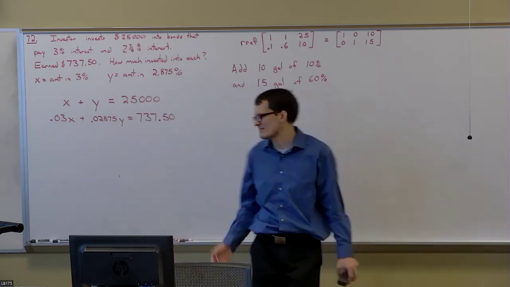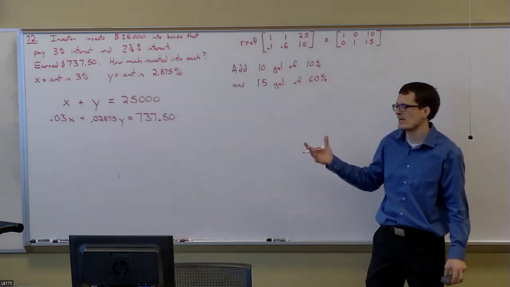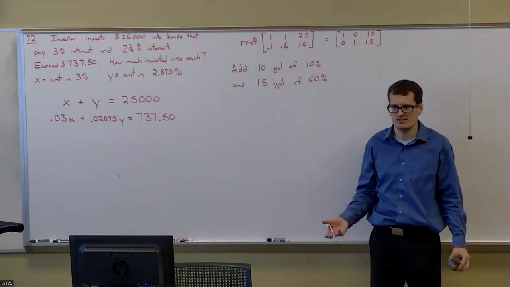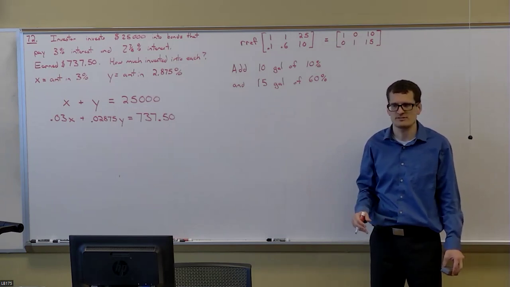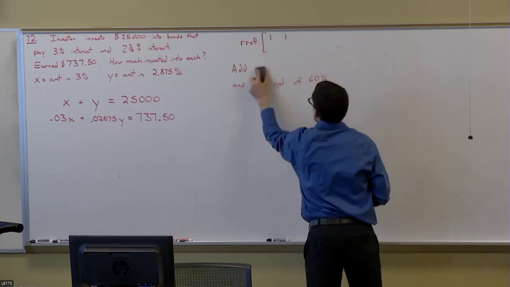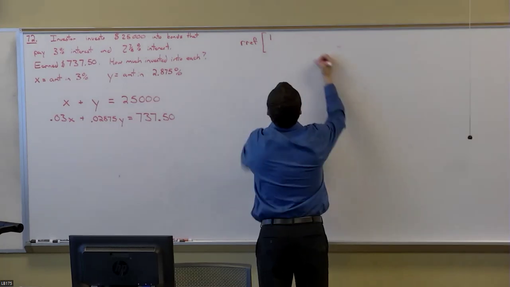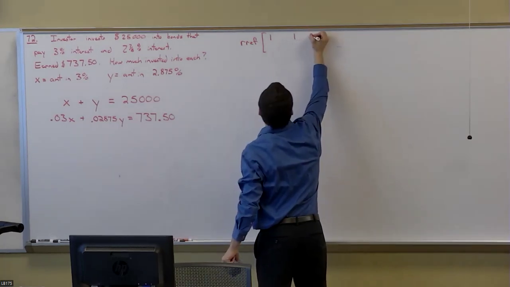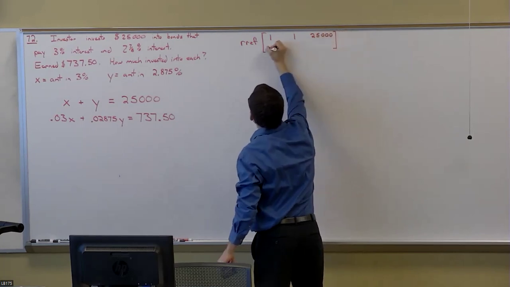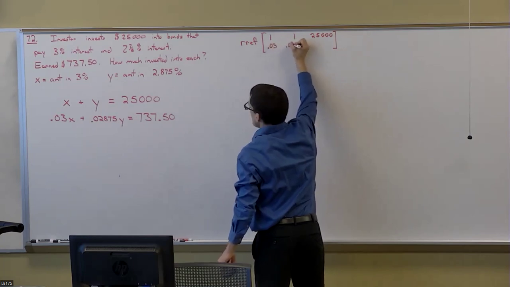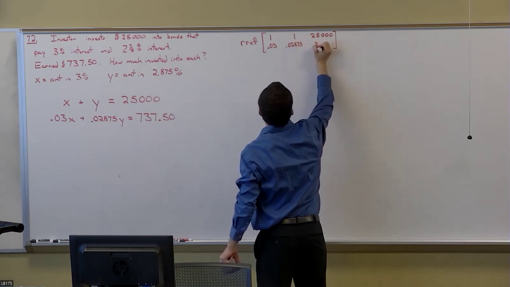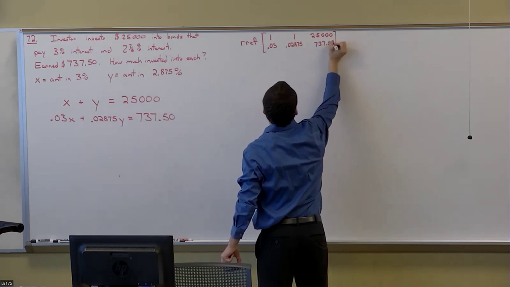Again, it's kind of ugly, we have to have ugly coefficients. So if you are using elimination, it's not terrible. You can use elimination, just faster using these matrices. So the RREF matrix is going to be 1, 1, 25,000; 0.03, 0.02875, 737.50.